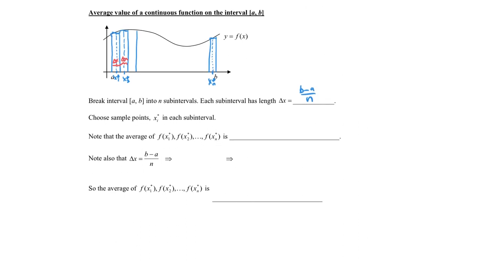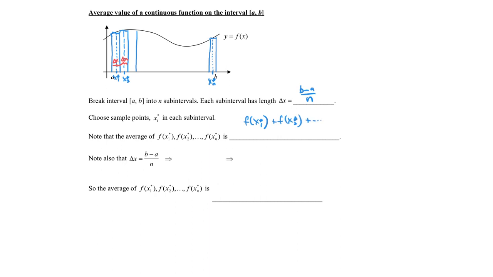Okay, so then if we're going to find the average of each of these heights, this would be the height, right? So f of x sub 1 star is the height there, the function at that point. So we want to find the average of all of these. Well, if we have a finite number of rectangles, it's not too bad. We just add these up. You take that function value, this function value.